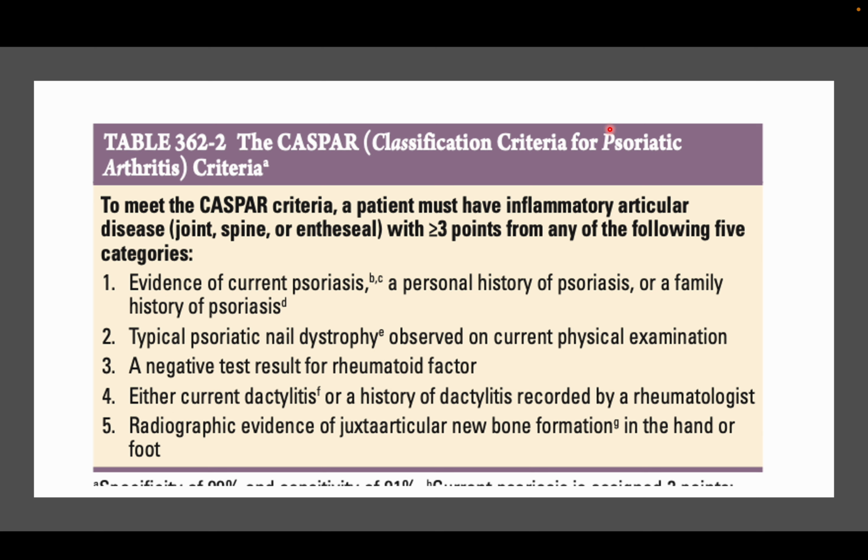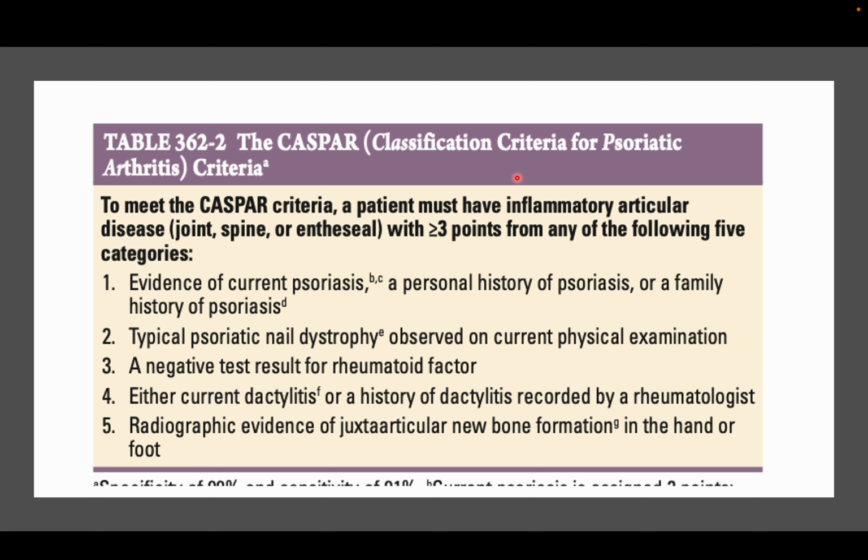This is the CASPAR criteria. Anything more than or equal to 3 points is considered psoriatic arthritis. The CASPAR criteria is used for psoriatic arthritis: negative RF, any history of psoriasis, any nail changes of psoriasis, any current dactylitis or history of dactylitis, which is swelling of the finger, and radiographic evidence of juxta-articular new bone formation. This is the CASPAR criteria.